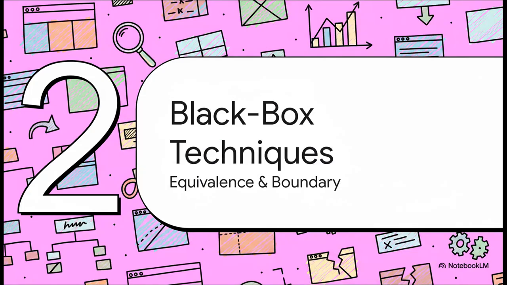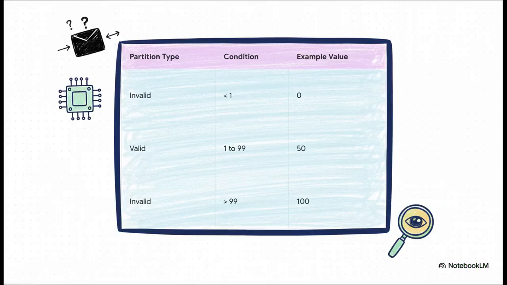Okay, let's put on our black box glasses for a minute. When we can't test every single value, we use 2 really powerful techniques to help us choose the best ones: equivalence partitioning and boundary value analysis. Okay, so this is exactly how we solve our 1 to 99 copies problem. The technique is called equivalence partitioning.